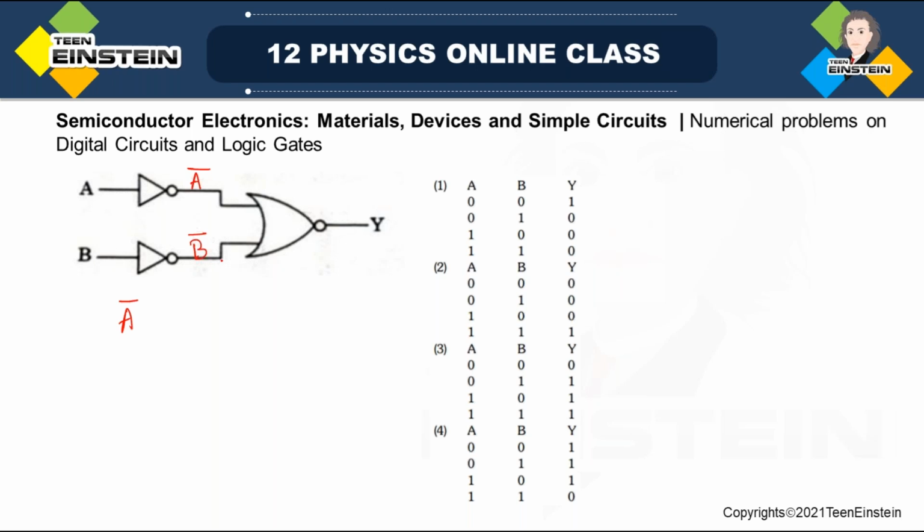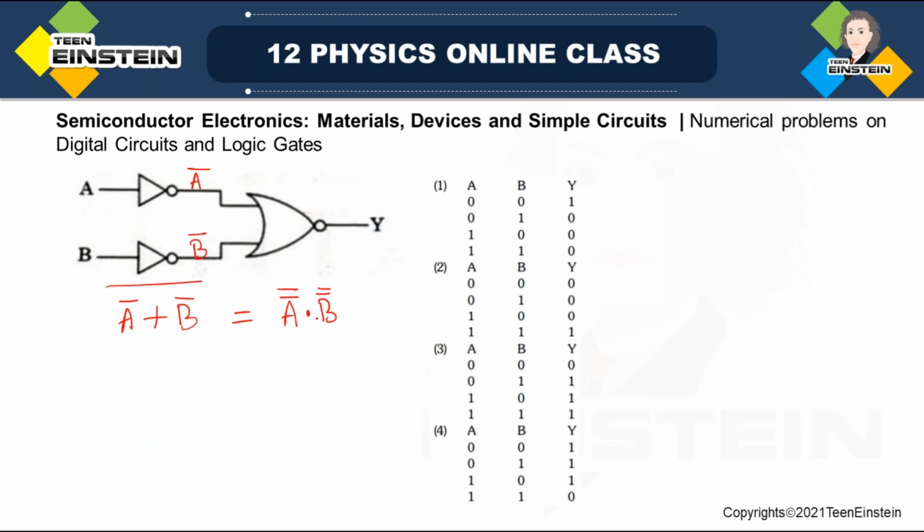A bar, this is OR. First you have to take OR of A bar and B bar, and then this bubble means NOT operation. So what you get here is a double bar. And this was OR, so this will be converted to AND operation.